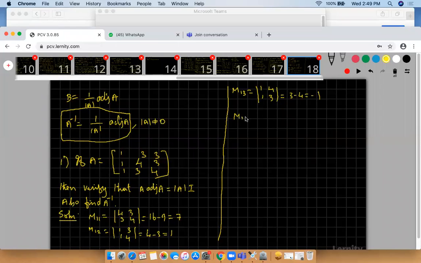And M21. What is my M21? This element, second row, first column, leave that. So this is 3, 3, 3, 4. So this is 12 minus 9, so this is 3 only. M22 means this element. Leave this column, leave this row: 1, 3, 1, 4. So this is 4 minus 3, which is 1.